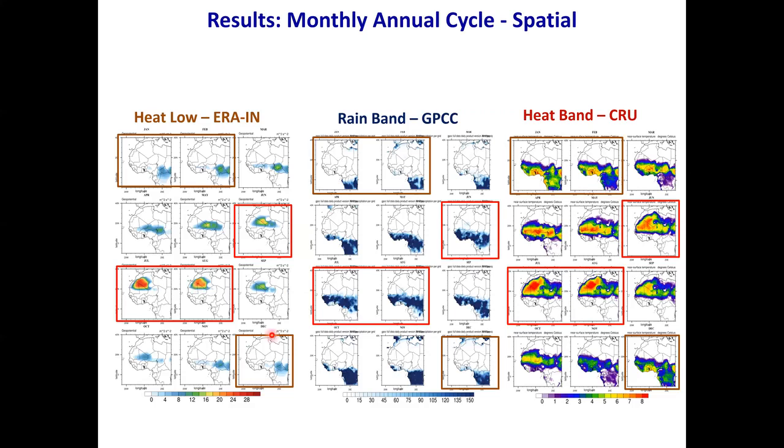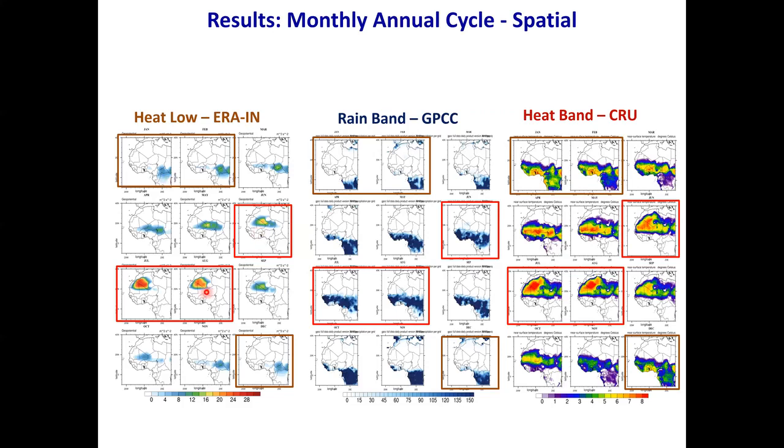So what we can also see is that in the winter season or winter months, that is DJF, the heat band is of circular form or shape. And then also in the summer months, it is of circular form and shape. And then the heat low is actually intensified in the summer months, that is June, July, August.